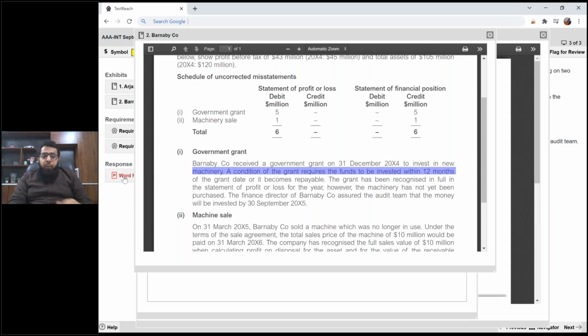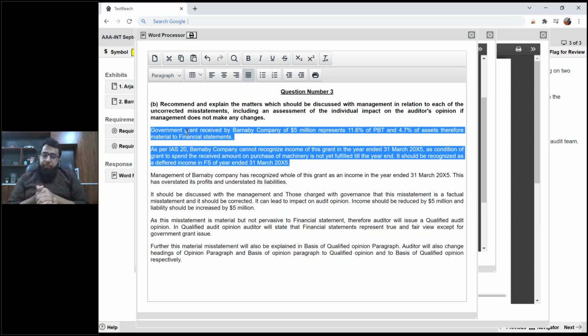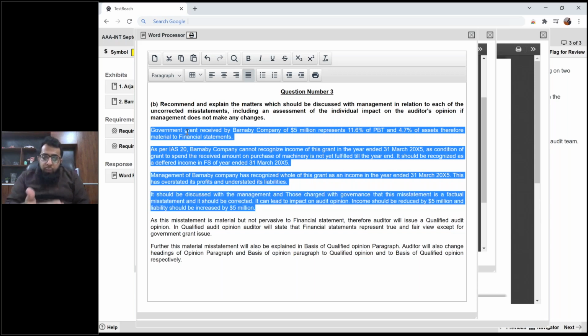Okay, so what we did was we first calculated the materiality. Then we discussed what IAS 20 says. Then we discussed what the management has done, and we commented on what the impact is. That was 3 marks. 4 marks was for the action that they should take. The action was that we should discuss with the management and those charged with governance that this misstatement is a factual misstatement. There is nothing related to subjectivity, which is related to opinion.